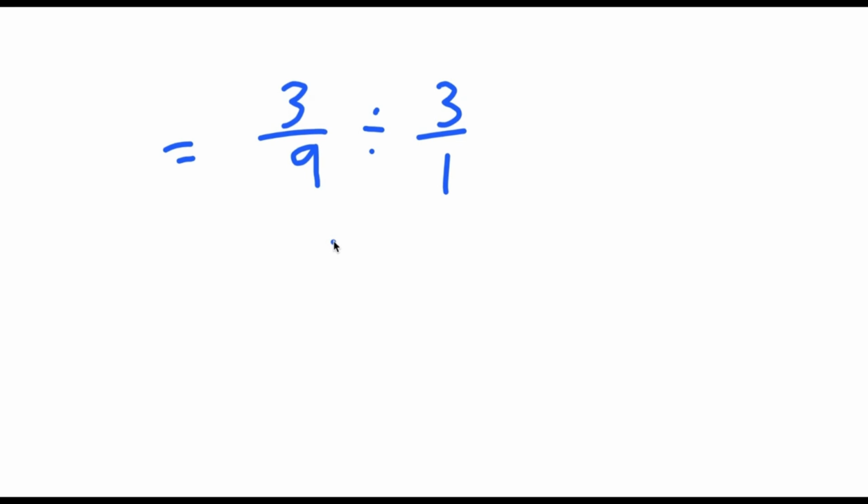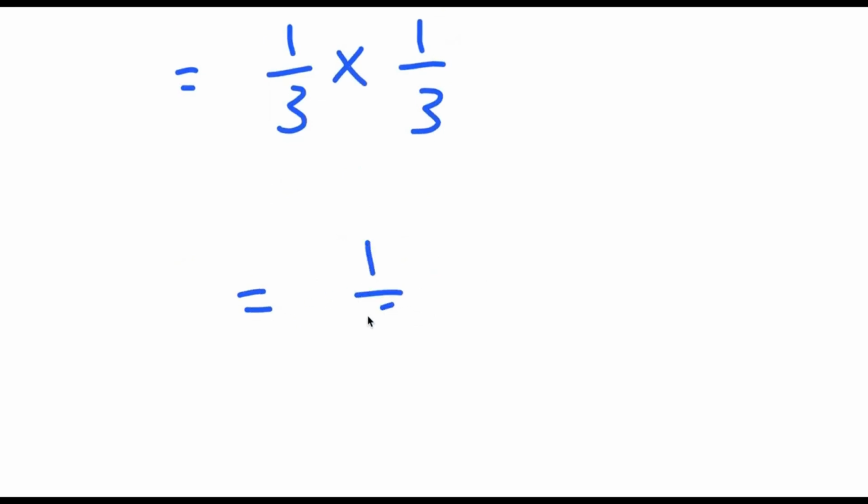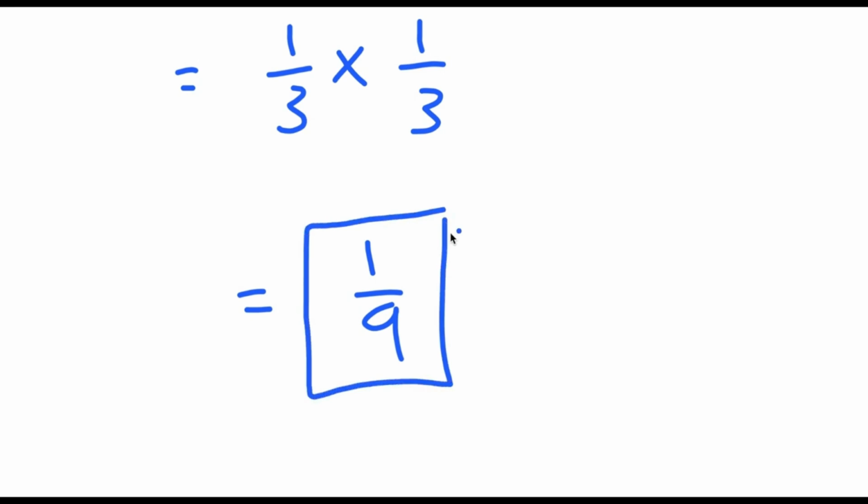And now 3 over 9 is the same thing as 1 over 3. So I get 1 over 3 divided by 3 over 1. And now, whenever I'm dividing fractions, it's the same thing as multiplying it with the reciprocal. So 1 over 3 divided by 3 over 1 is the same thing as 1 over 3 times 1 over 3, which is equal to 1 over 9. Meaning, my answer to this problem is 1 over 9.